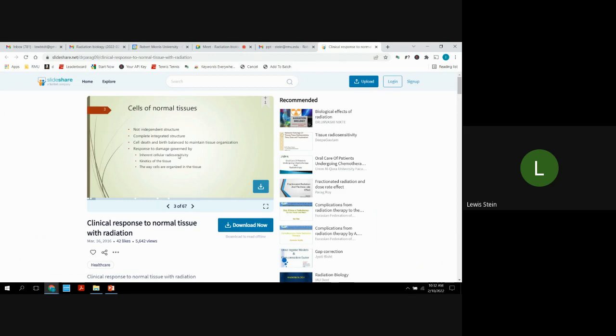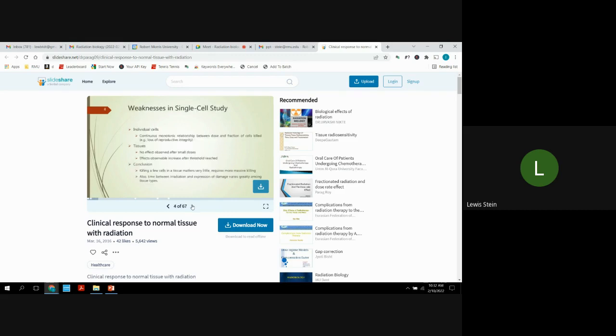So tissues are integrated structures. Most of them, death and birth, are balanced. Are they inherently radiosensitive? And this gets back to what we just discussed: what the tissues are doing and their organization. So these are just individual factors.